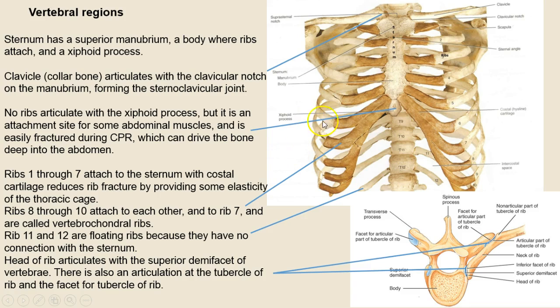Ribs 1 through 7 are going to attach to the sternum with a costal cartilage. And then further down, 8 through 10 are going to attach to 7. And so these are sometimes called false ribs or vertebrochondral ribs. Yeah, that's a new word for me. And here we have the floating ribs down below, right here. The head of the rib articulates with the superior demifacet. I mentioned demifacets earlier. Let's take a look here. Right there. That's where the articulation site occurs.